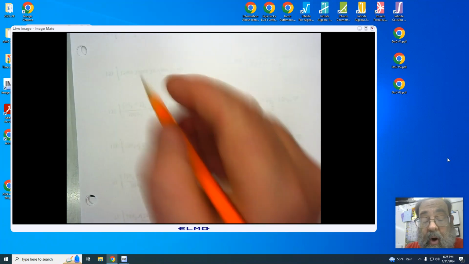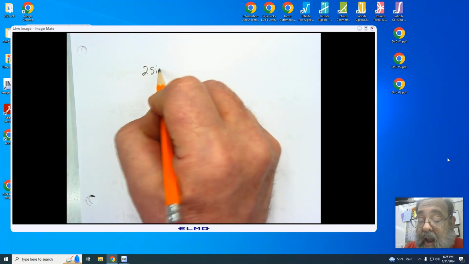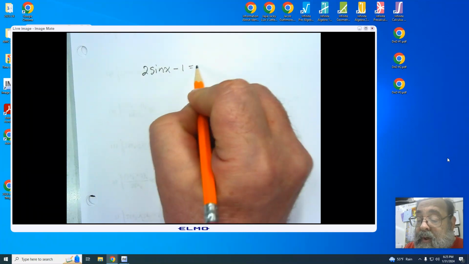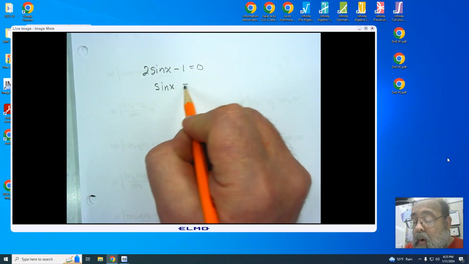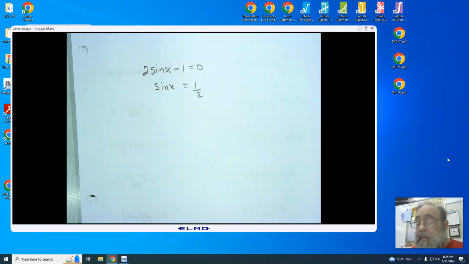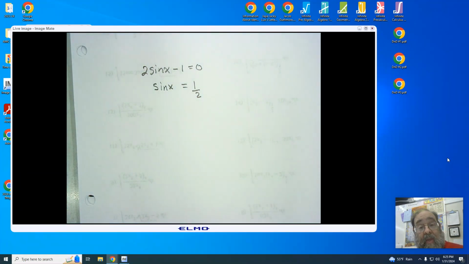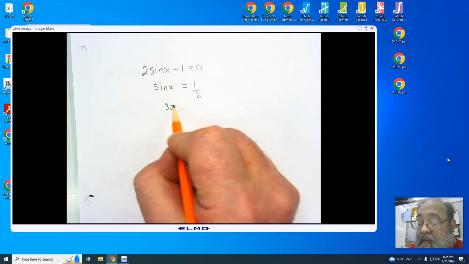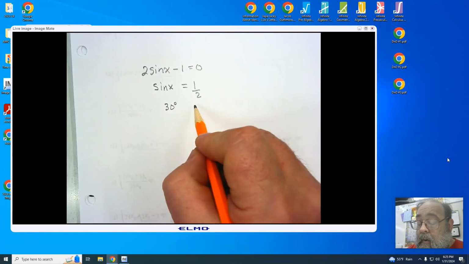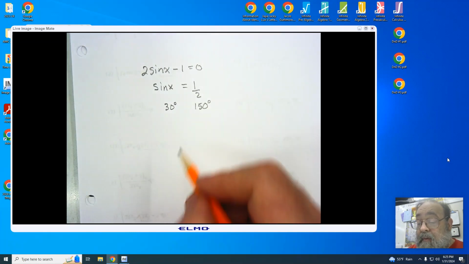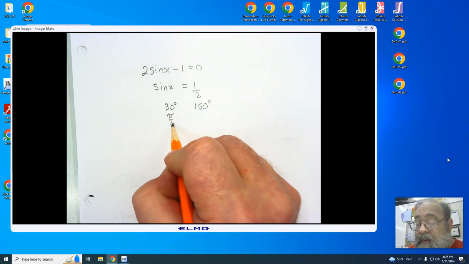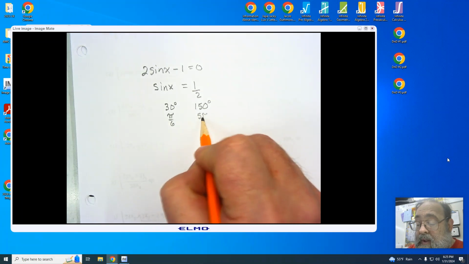So let's write down the problem. 2 sine x minus 1 equals 0. I'm going to solve for the sine of x. I'm going to do so by adding 1 and dividing by 2. We are now looking at or thinking about our ratios from the unit circle. We know that the sine of x is 1/2 at 30 degrees in the first quadrant and is also 150 degrees in the second. In terms of radians, this would be pi over 6 and 5 pi over 6.